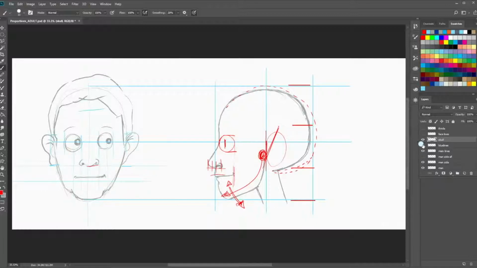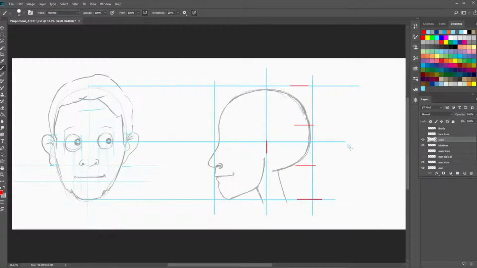So I just want to simplify this and take you back to the main blue lines and the red lines for the thirds on the head. Okay, what we're going to think about now is actually what's inside, and the reason why we've got all these lumps and bumps on our head. And the reason is because we have a skull in there.